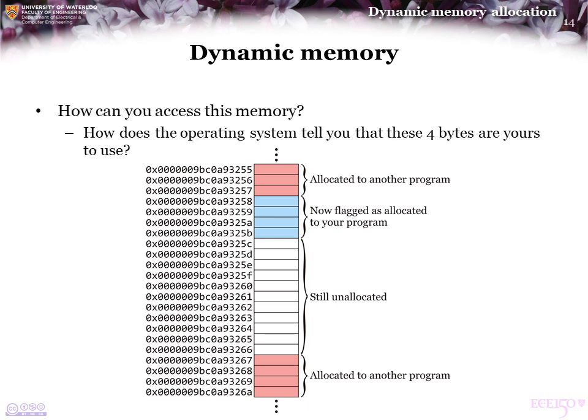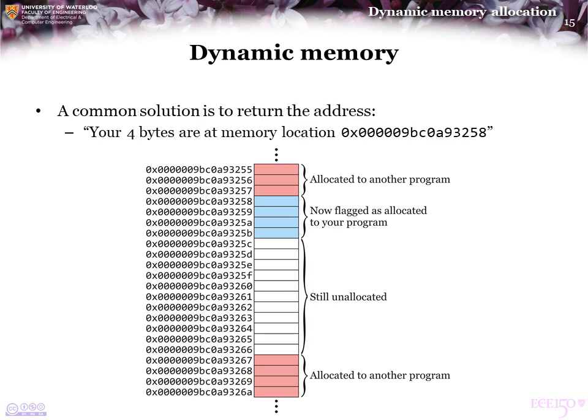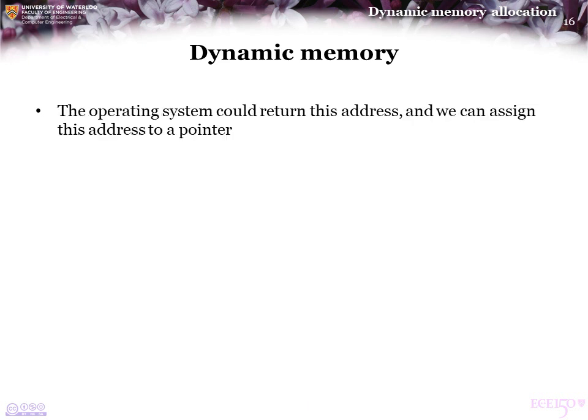Now, how are you going to access this memory? Basically, how does the operating system tell you that these 4 bytes of memory are now yours to use? Well, the common solution is to simply return the address. The 4 bytes you've requested are at memory location 9BC 0A9 3258. Fortunately, you don't actually have to know that. So, the operating system is going to return this address, and we are simply going to assign this address to a pointer.